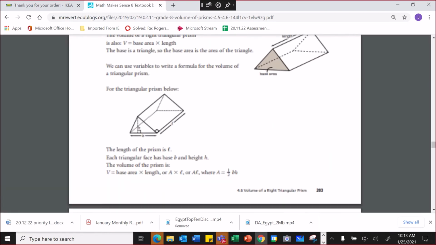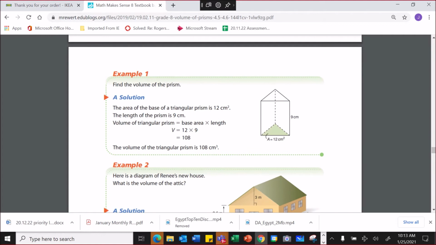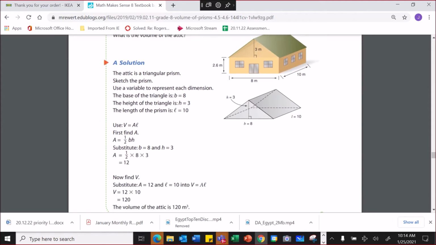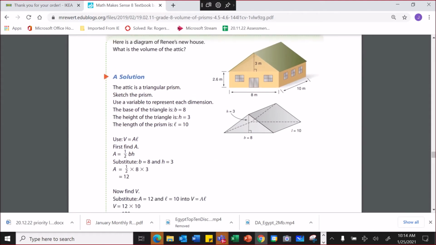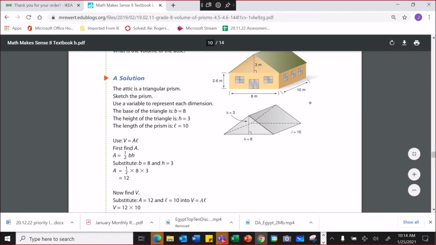Of course, once you have your half base and height, or base times height divided by 2, you have an extra thing. You need to find the length, because you need the base area times the length. If I find the base area and times it by the length, or the height, I will find the overall volume. Here's an example. An attic is a triangular prism. Sketch the prism. You can see that it has a base of 8 and a height of 3, and the length is 10.